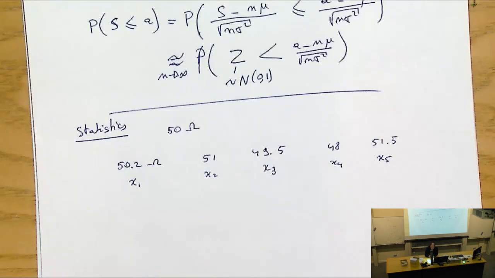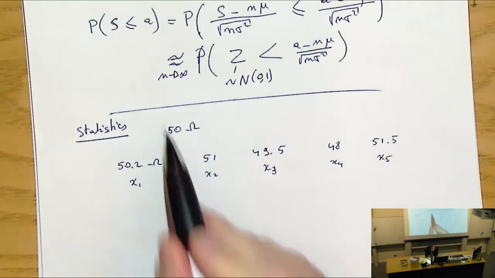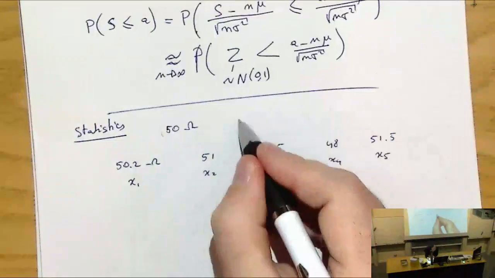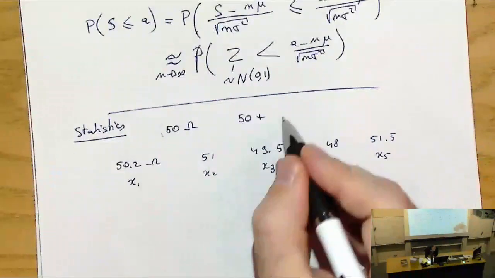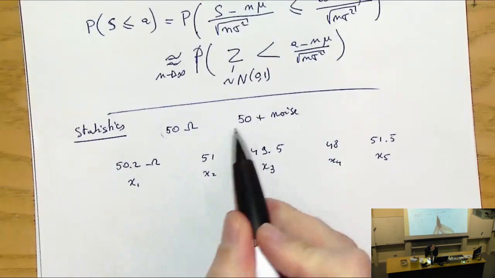Now, after doing the measurement, I know those values, but before doing the measurement, I'm not sure what value I'm going to get, simply because the measurement is noisy, right? So rather than measuring 50, which may be the value I want, I actually measure 50 plus some noise. But the true value of 50, I don't know it.